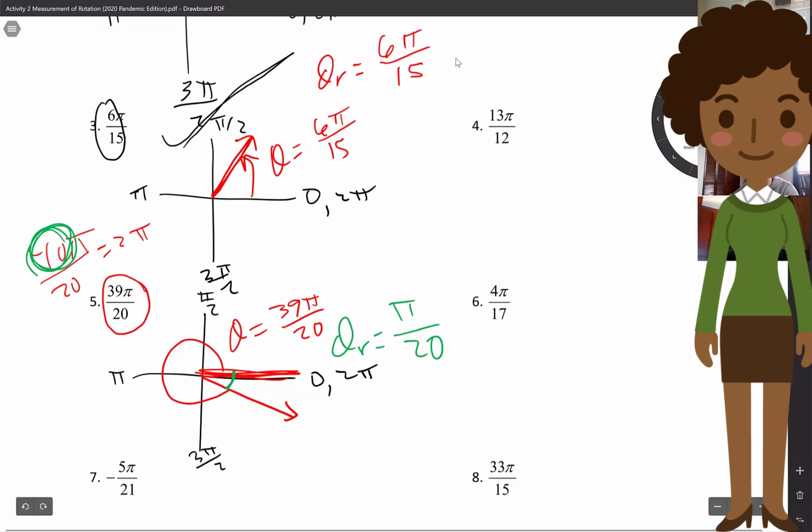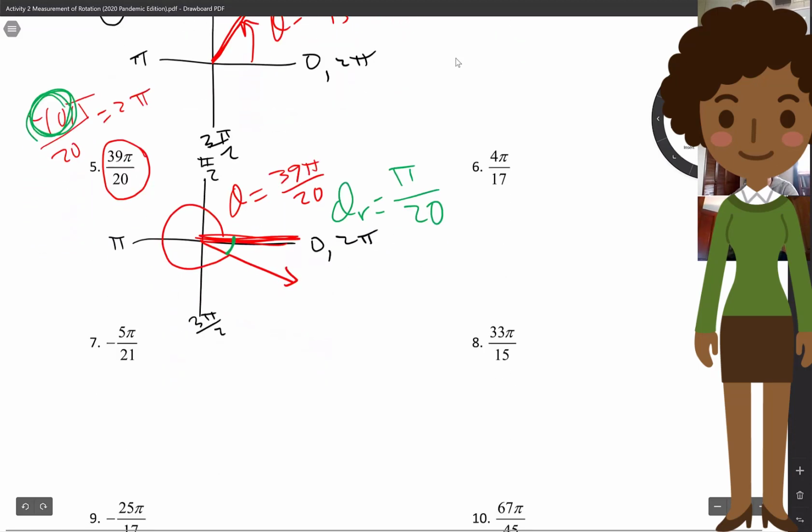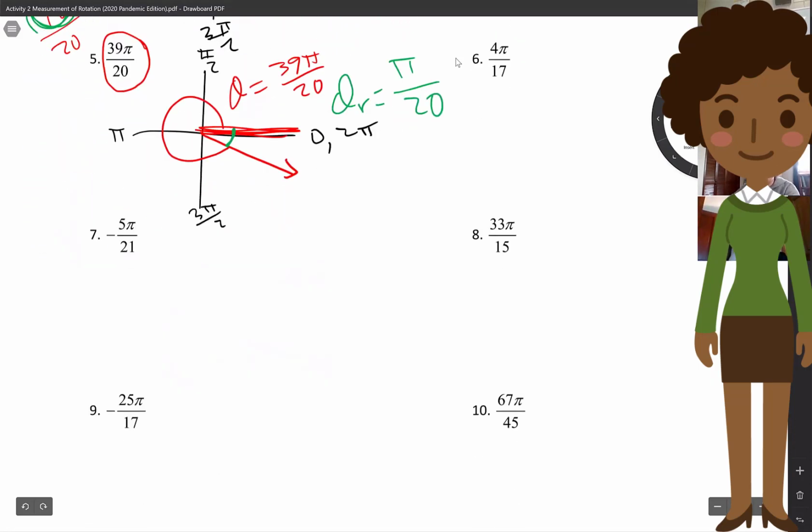All right, let's keep moving. We're going pretty fast. We're already in number 7. We got our first one that is a negative one here. So again, here's my grid. Now I have a negative angle. So let's label our stuff so we can label our negative angle.